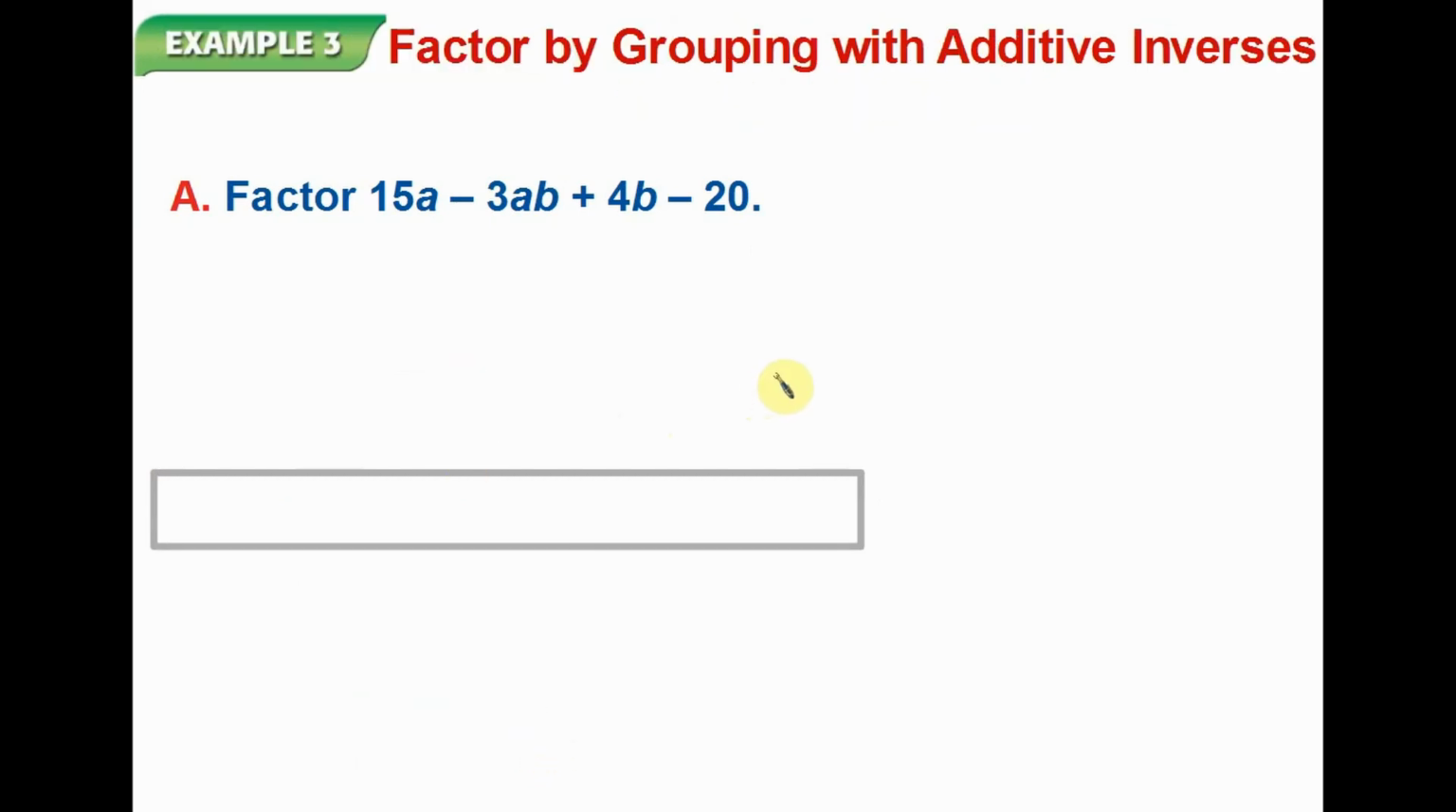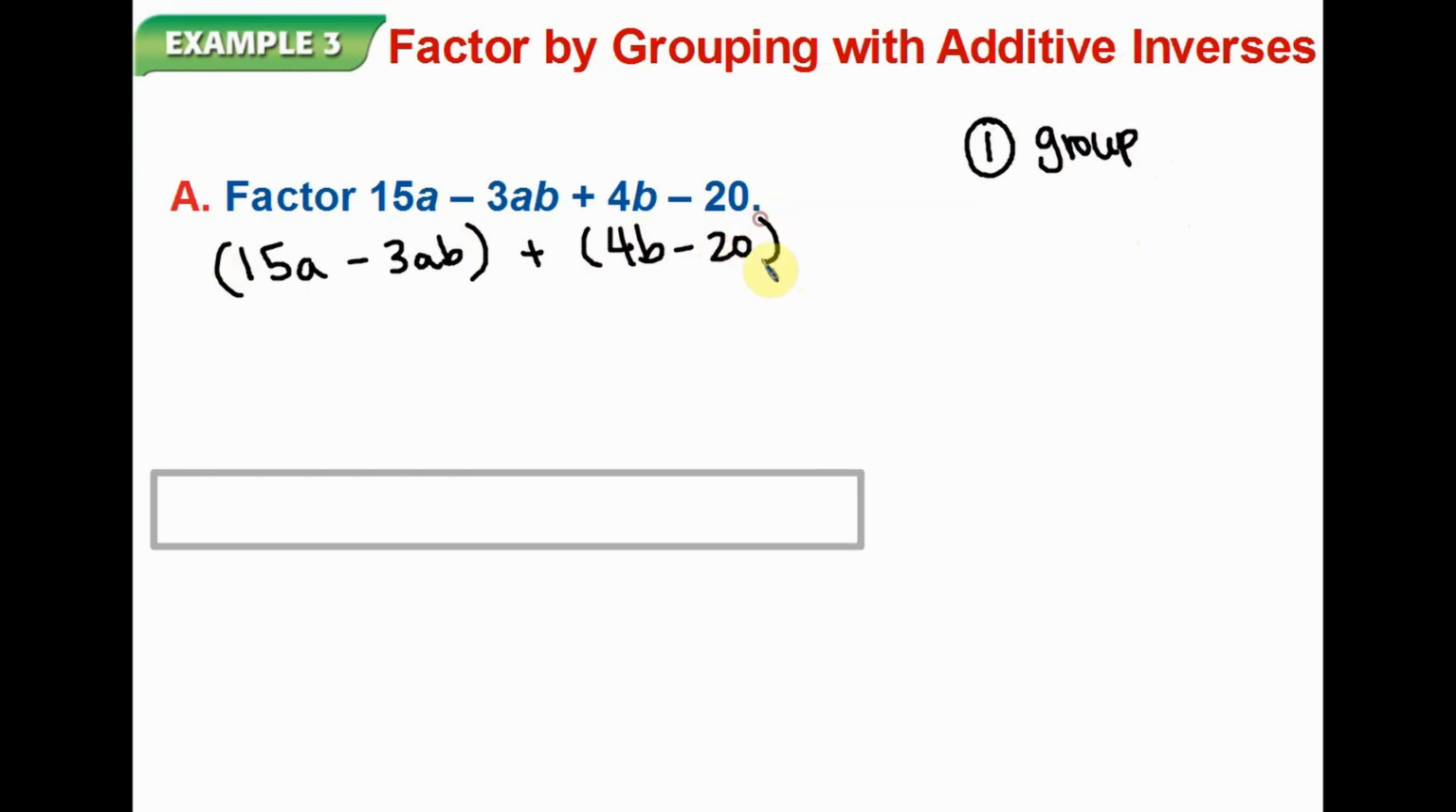Here's example 3. The third case, when you are factoring by grouping, is the additive inverse case. In here, factoring 15a minus 3ab plus 4b minus 20. The first step will be, again, you are going to group them by separating the two terms. So first, I will have 15a minus 3ab in one group plus 4b minus 20 in another group.